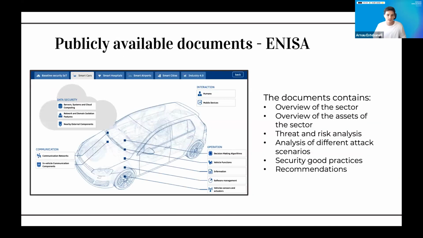So what they do, and here, for example, I have the part of the smart cars, is they do a document that first has an overview of the sector, then the assets that apply to this sector. Then they do a threat and risk analysis. So where are the weak points of this specific sector? And they analyze attacks as they have happened in recent years. Lastly, they suggest security good practices and recommendations to avoid these types of attacks.